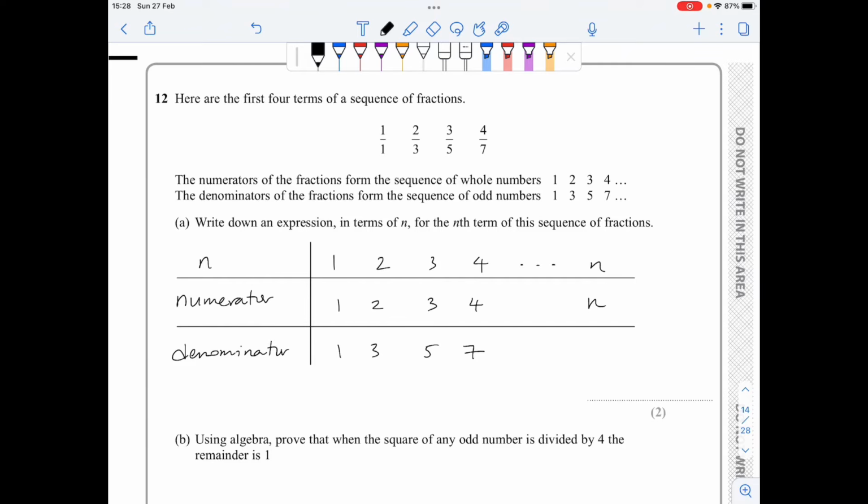Now the denominator is a bit more tricky, but with some trial and error, you can see that the denominator is twice the value of n minus 1. So this is 2n minus 1, which means that the nth term can be given as n over 2n minus 1.